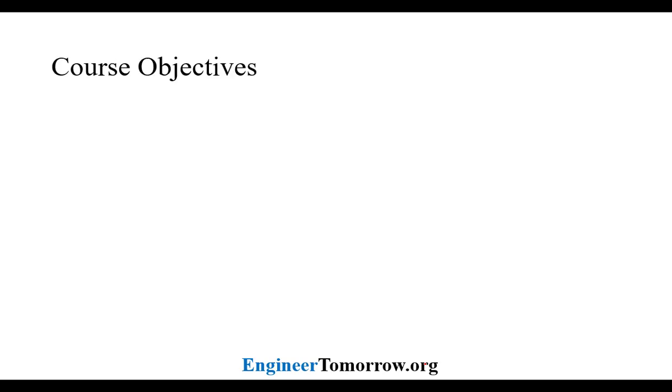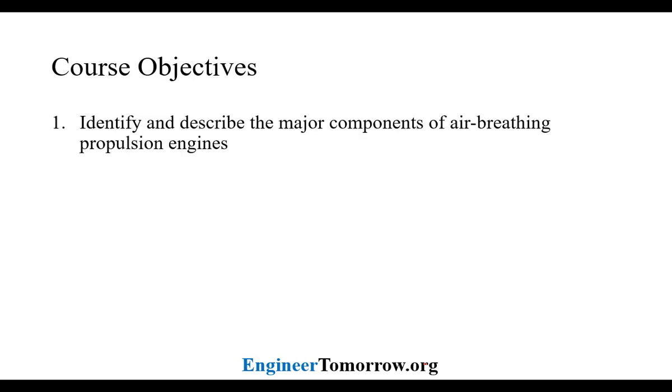Okay, so next I wanted to talk about some course objectives, just to tell you what I'm expecting to provide you with. So the first objective will be to identify and describe the major components of air-breathing propulsion engines. So we'll talk about the inlets, the nozzles, the compressor, the combustor, the turbine, and different designs, and how those can all be put together to create an engine that will move you through the air. And there are different types of engines. So you can look at a ramjet or a turbofan engine or a turbojet or a turboprop.